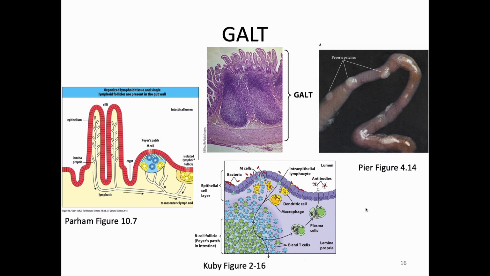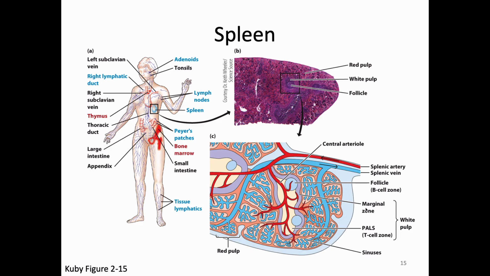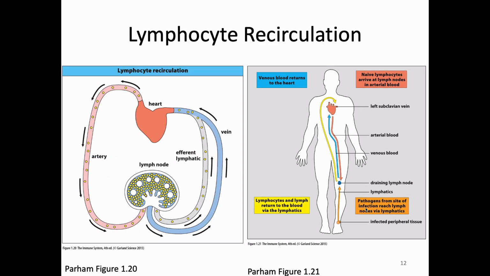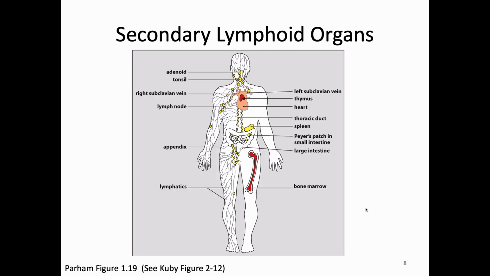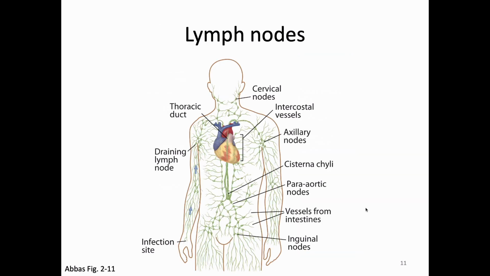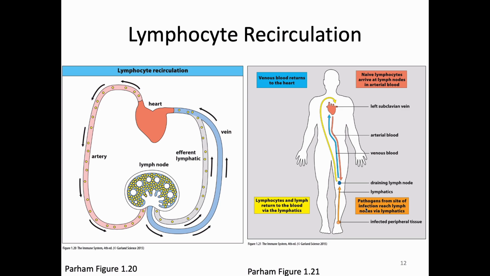There are also, fun fact, the appendix is also secondary lymphoid tissue. So lots of people are like, the appendix has no function. No, it's a secondary lymphoid organ. It's basically a place for lymphatics and lymphocytes.